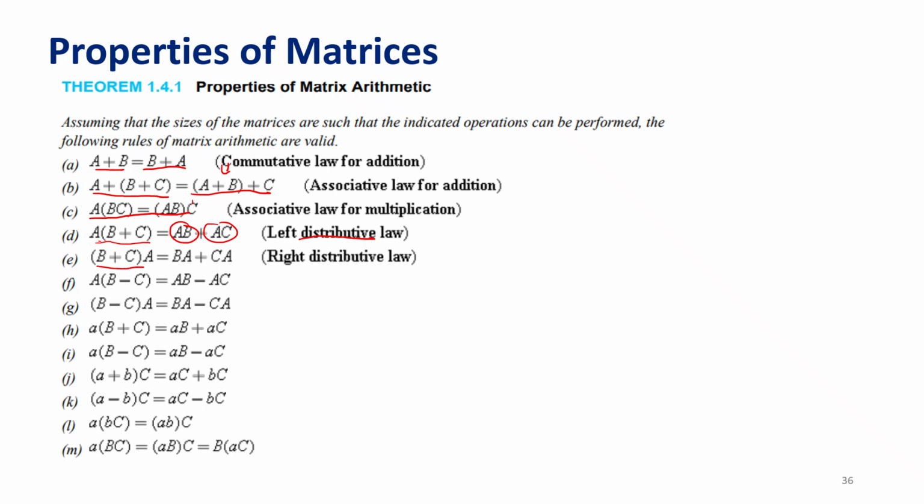There is also the right distributive law, so B plus C multiplied by A gives you B multiplied by A, plus C multiplied by A. And the rest applies as well. Here A is a scalar value, a small scalar value. We will need to see this in action by doing exercises.